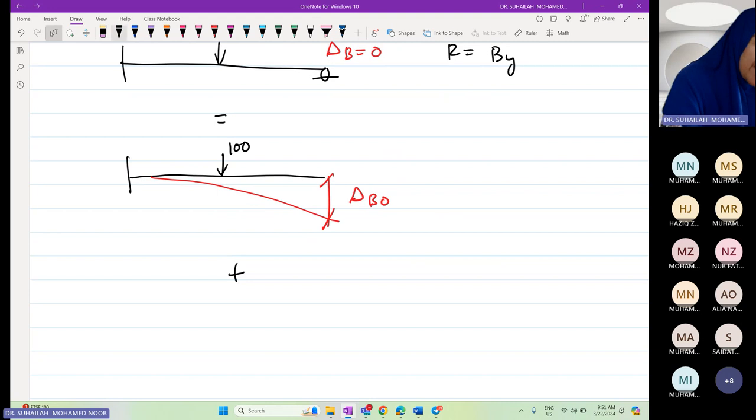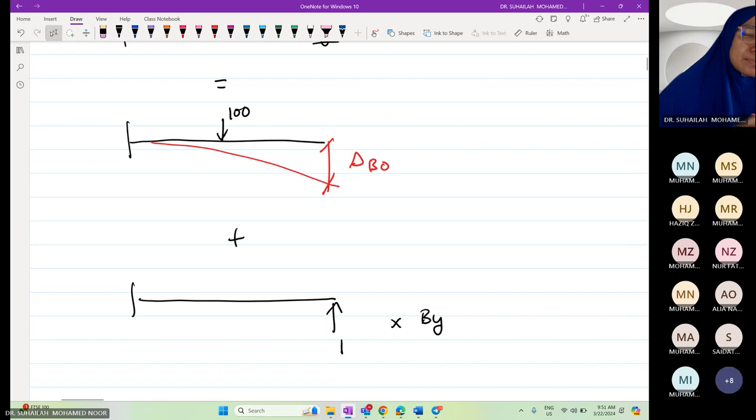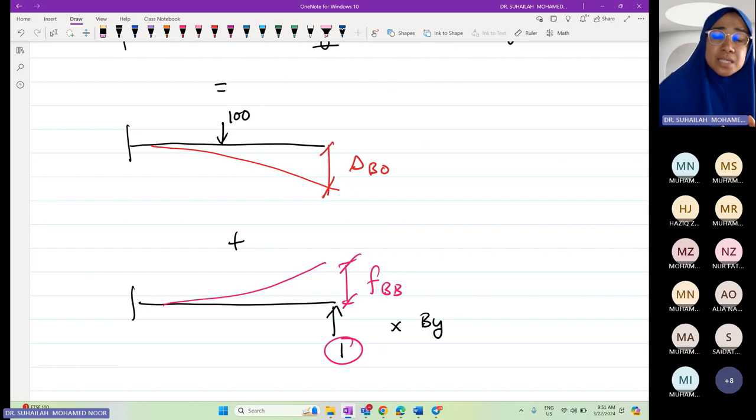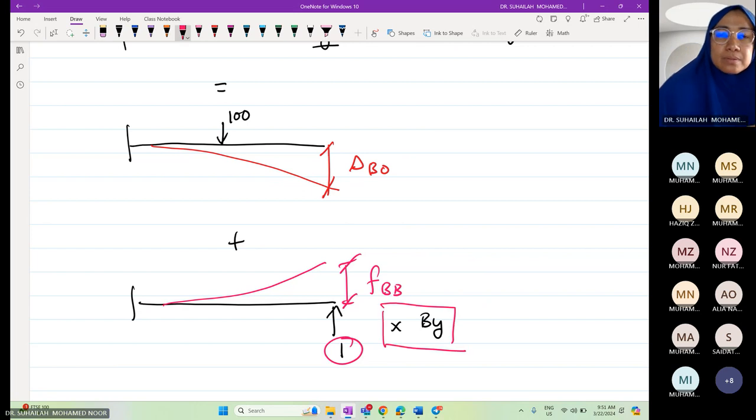Okay, kita terus change the redundant BY applied. Tak letak dah BY tu. Letak a unit value of BY. So yang ni deflect. Okay, this is F due to a unit value. This is FBB times BY. Maksudnya dalam redundant structure ni, semua value dalam tu kena kali dengan BY.